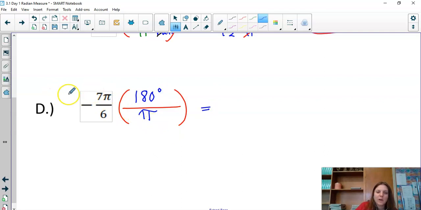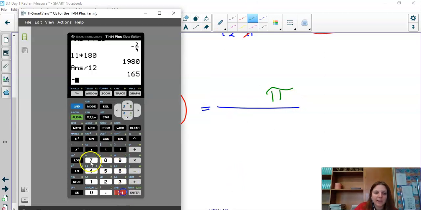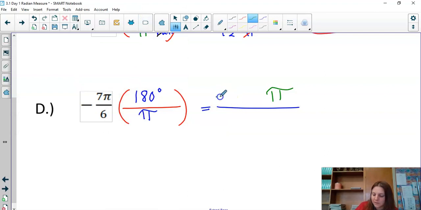Okay, let's go ahead and multiply on the top, multiply on the bottom, numerator, denominator. The negative only goes with one number or the other, not with both. So I'm going to multiply negative 7 times 180. By the way, my answer is going to have pi in it. Don't forget pi there. Negative 7 times 180. So I'm going to use the calculator for that. You can see that that's negative 1,260.